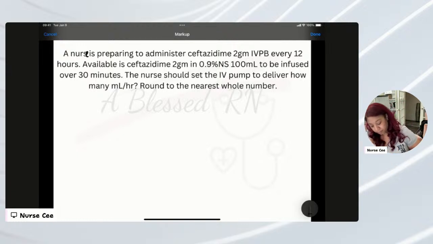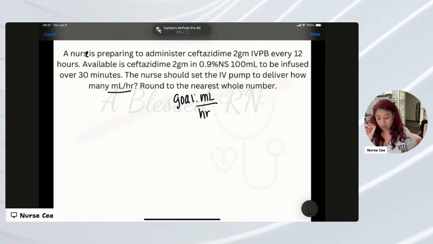All right, so our goal, because that's the first thing we do after we read the question: what is the question asking me to solve for? The goal is milliliters per hour. So I know I'll need milliliters at the top and hour at the bottom. So what is my volume that needs to be infused? How many milliliters am I going to infuse?